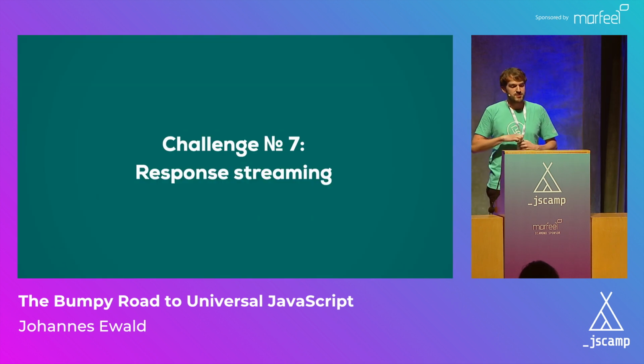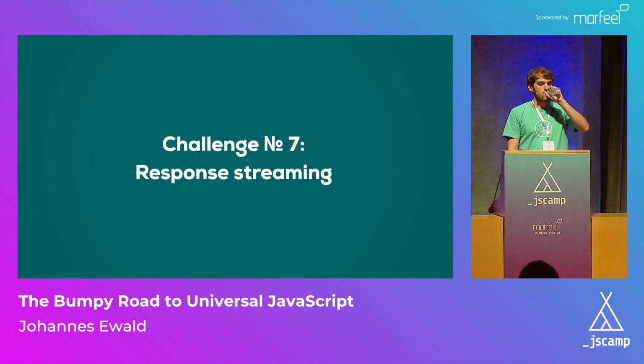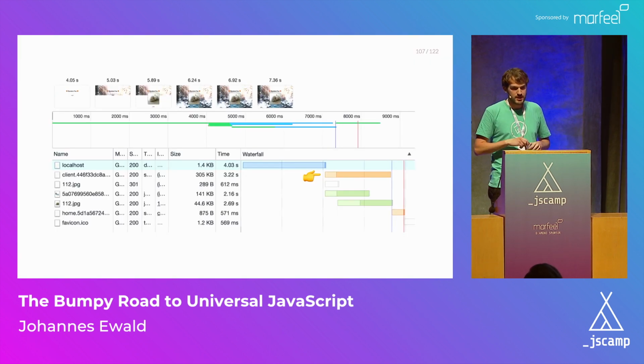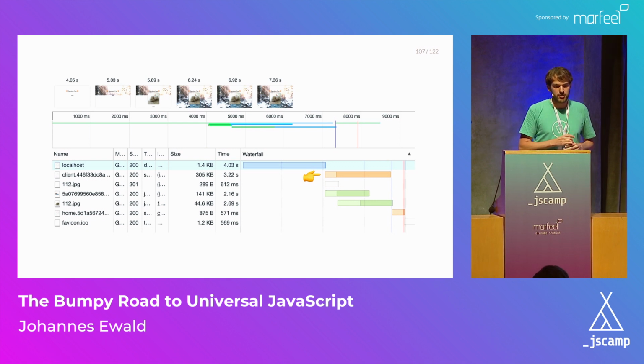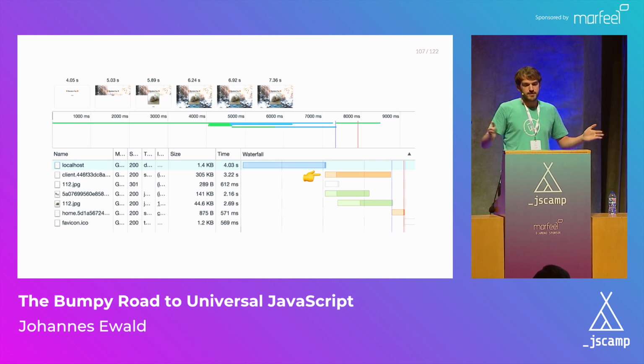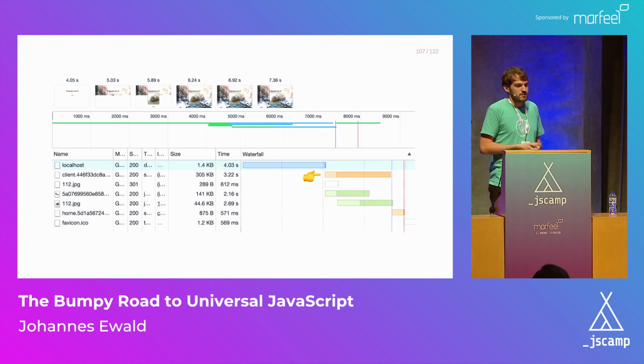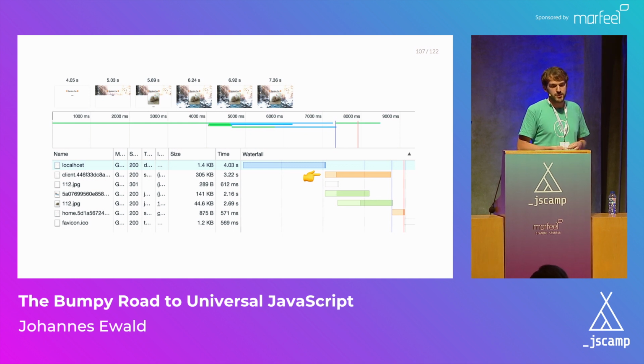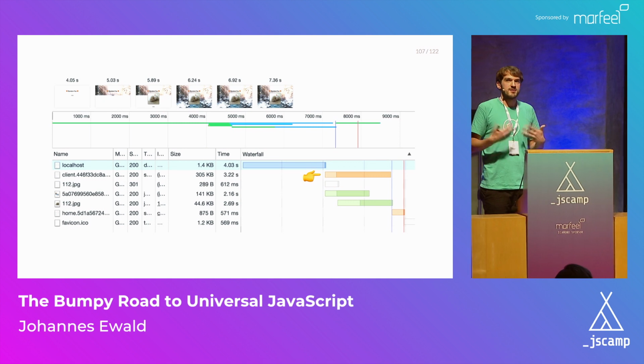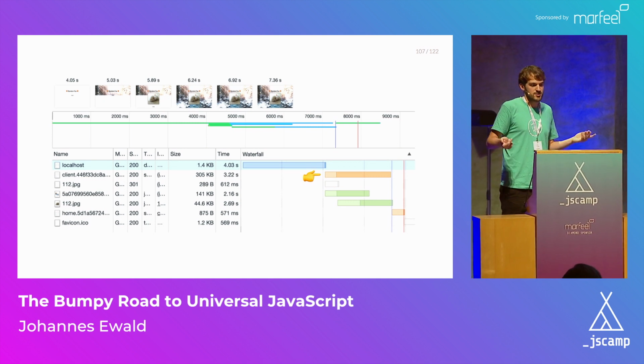So there's this next challenge, response streaming. When you take a look at our network graph, it currently looks like this. So we go to our website, and then we spend a long time just doing nothing, just waiting for the initial HTML to arrive. And the browser just sits and can't do anything because there's no HTML yet. But if you take a look at the second row, you see that the client JavaScript, we could already send that to the client because it's static. It doesn't depend on any user data. We could just send it.